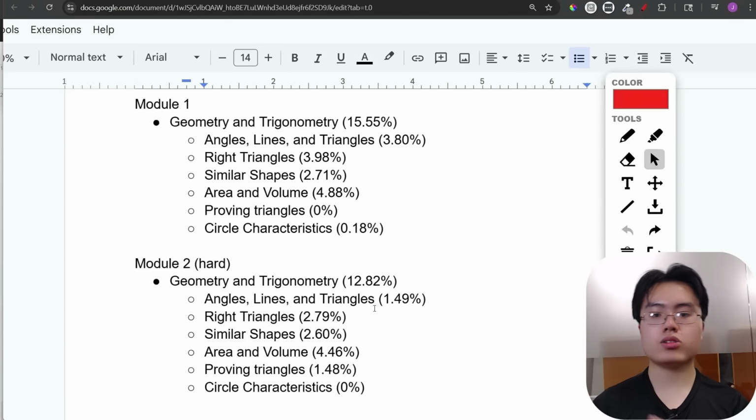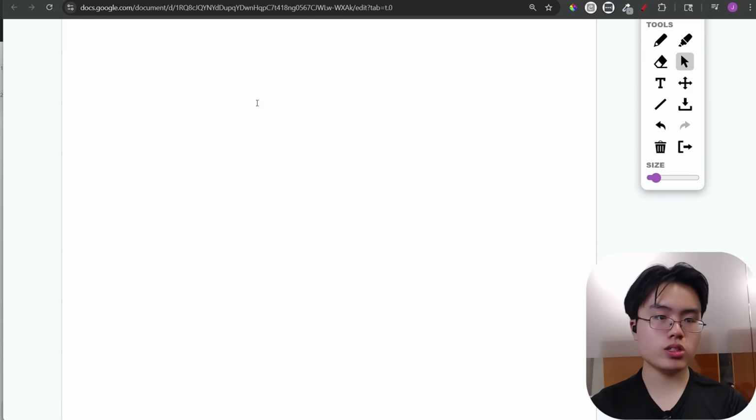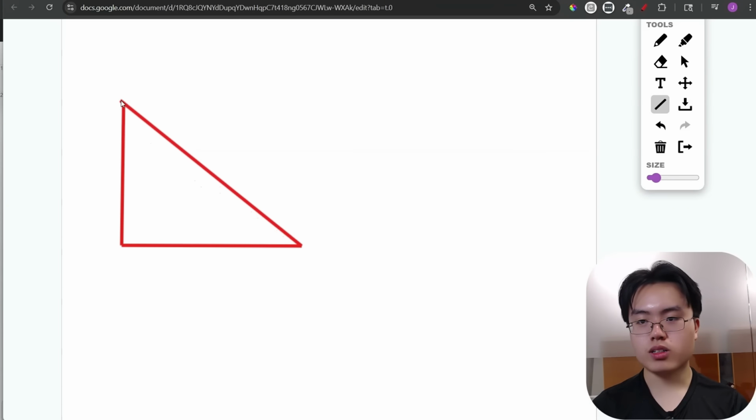Now let's talk about similar shapes. If 2 shapes are similar, it just means that they're the exact same, but one of them is bigger than the other one. So the most common similar shape question on the SAT is triangles. They love triangles on the SAT. So let me draw 2 triangles just to show you.